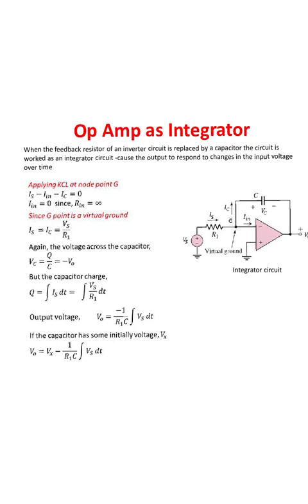Again the voltage across the capacitor Vc is equal to Q divided by C, that is equal to minus V0. But the capacitor charges, so Q is equal to integration of Is dt, is equal to integration of Vs by R1 dt. So output voltage V0 is equal to minus 1 divided by R1C integral of Vs dt. If the capacitor has some initial voltage Vx, Vo is equal to Vx minus 1 by R1C integration of Vs dt.